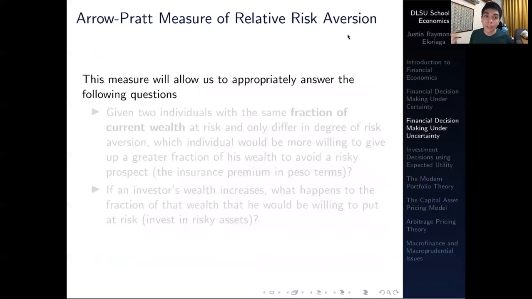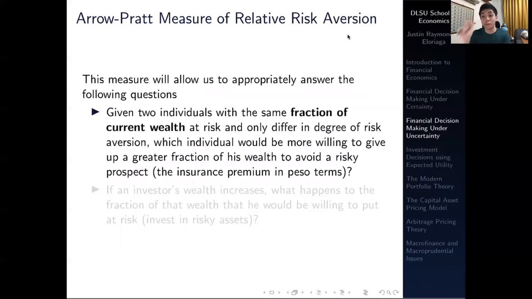So what do these measures allow us to quantify? Well, given two individuals with the same fraction of current wealth, now we can deal with fractions of current wealth. It's not just the whole amount of wealth. We can deal with the fractions. Say we zero in on two people and how they would spend 100 units of currency.